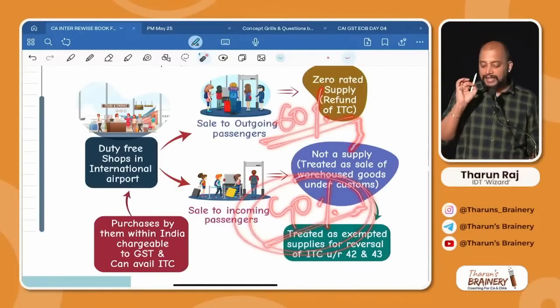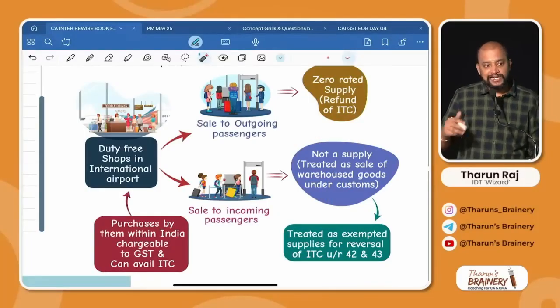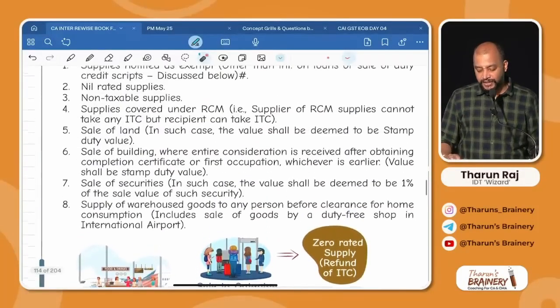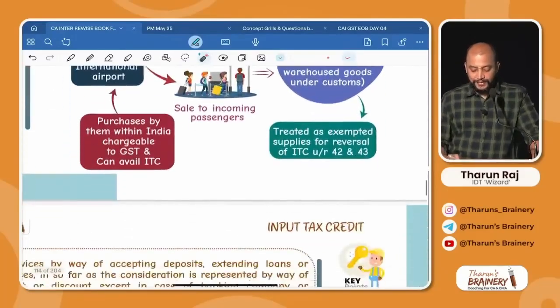Is it clear? Mark this chart as very important, because this was an amendment for the last to last exam, but they have not tested it. So there is a possibility of a question being asked on this. Next.